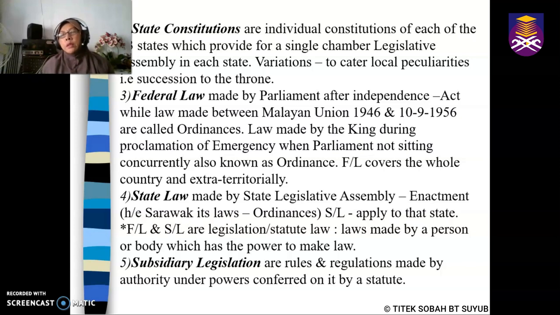Federal law is law which is enacted by the Parliament, by the House of Representatives, the Dewan Rakyat. After we gained independence, how do we differentiate whether this is a federal law or a state law? After independence, federal law is known as an act, whereas state law is known as an enactment. However, in Sarawak, the state law is known as an ordinance.